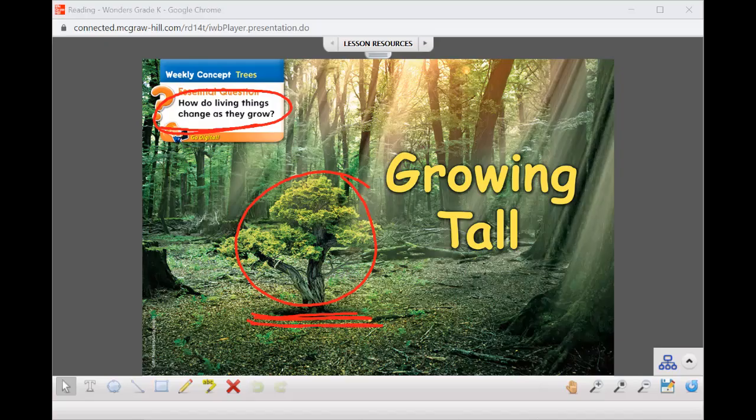So there's trees in the picture that are the same. How are they the same? And there's trees that are different. How are they different? Let's watch a video that's going to explain how things change as they grow. More specifically, how trees change.